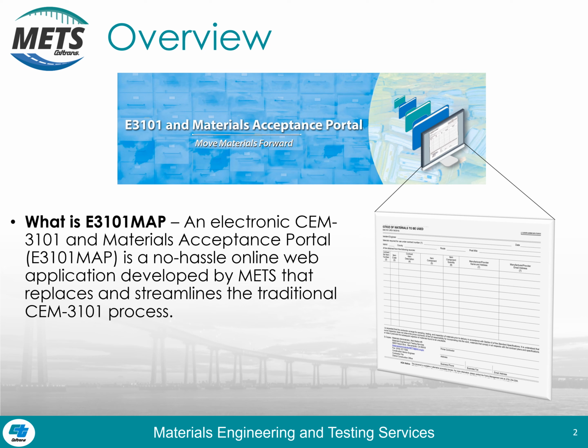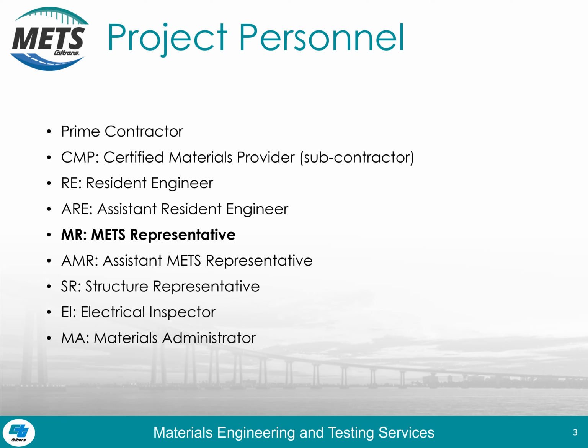To facilitate this process, contractors can submit E3101 Notice of Materials forms online, streamlining communication and receiving responses from Caltrans through emails. E3101 MAP, short for Electronic CEM 3101 and Material Acceptance Portal, replaces and streamlines the traditional CEM 3101 process. To use your project within the E3101 system, please contact your project's METS representative. We simply need the email contacts of key project personnel. These include, but are not limited to, the prime contractor, the resident engineer, and the METS representative.